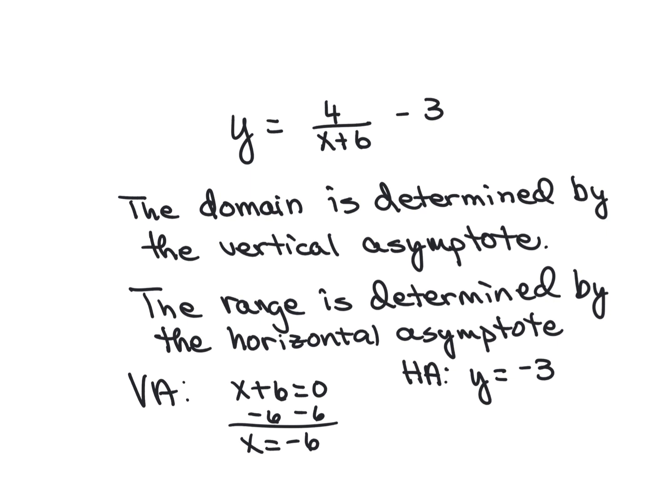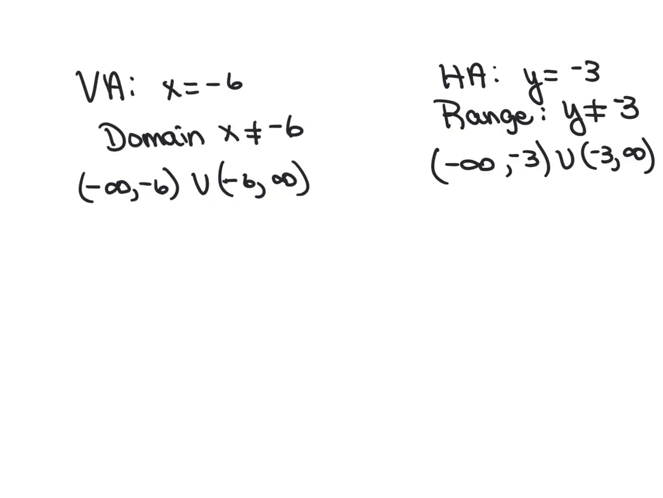When x is negative 6, notice what would happen. On the bottom, you would have negative 6 plus 6, which would give you 0, and we know that we cannot divide by 0. The horizontal asymptote in this particular problem, since it is shifted down 3, is y equal to negative 3. That means the range could not equal negative 3.